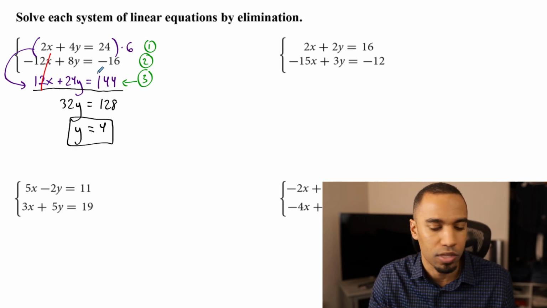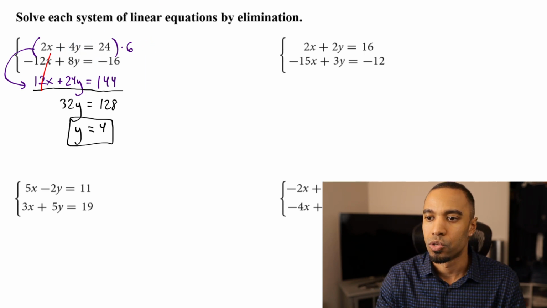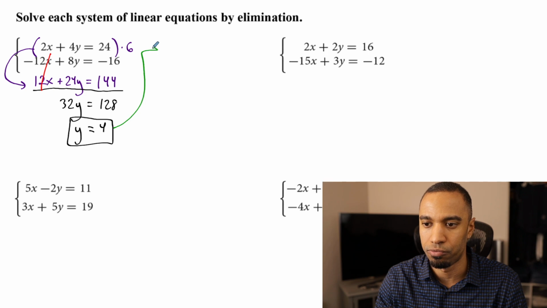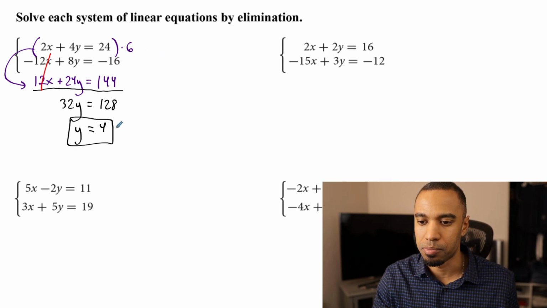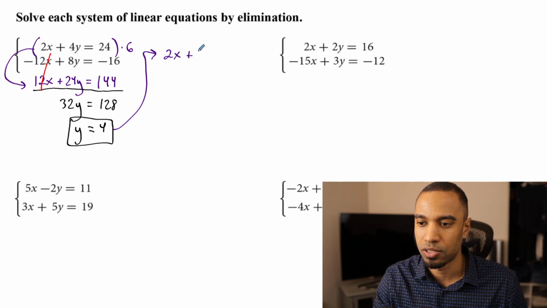I'm going to do the ones with the smallest numbers possible. I'm going to use equation number 1, the one up top right here. So I'm going to go ahead and substitute 4. Whoop, I wanted purple. I'm going to substitute 4 in for y in the top equation. Solve for x. 2x plus 4 times 4 equals 24.